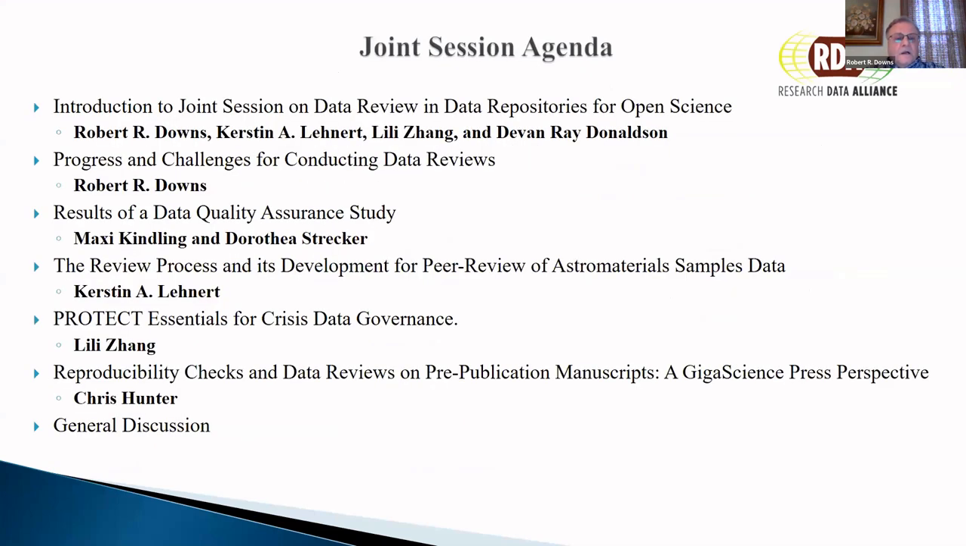Today, our agenda is, after I give this overview, a brief introduction. Then Maxie Kainling and Dorothea Strecker are going to talk about results of a data quality assurance study. Then Kirsten Leonard is going to talk about the review process and its development for peer review of extraterrestrial material samples data. Then Lily Zhang is going to talk about PROTECT, some essentials for crisis data governance. And then Chris Hunter is going to talk about reproducibility checks and data reviews on pre-publication manuscripts, and he's going to give a GigaScience Press perspective. Then we're going to have a general discussion, and we're looking forward to hearing your comments and questions.